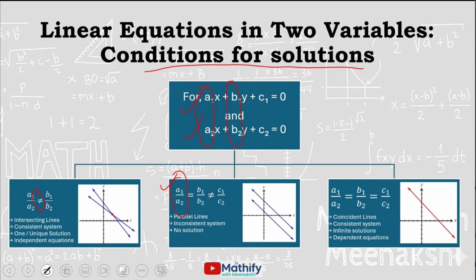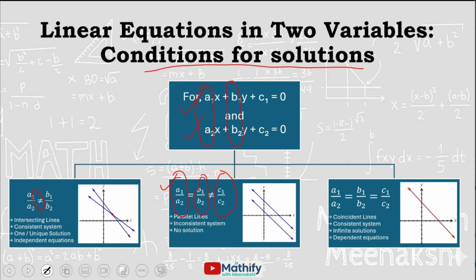When the ratio of coefficients of x is equal to the ratio of coefficients of y, but it is not equal to the ratio of constants, in this case you can say the given lines are parallel, or you can say the system is inconsistent because there is no solution. Okay, so the number of solutions is 0 in this case as the lines are parallel.